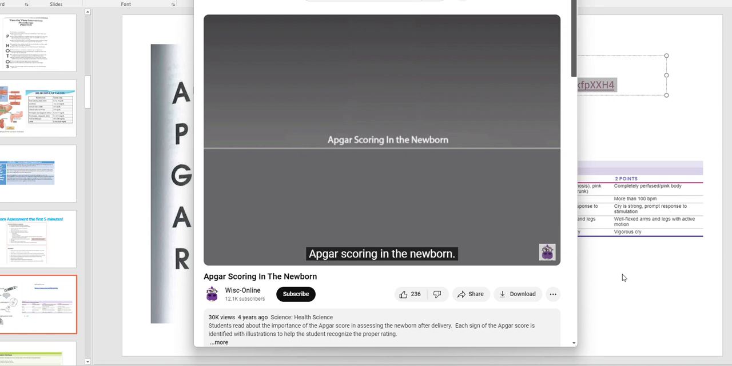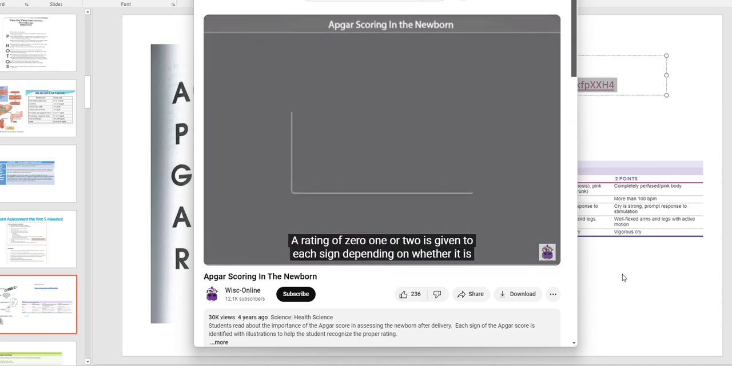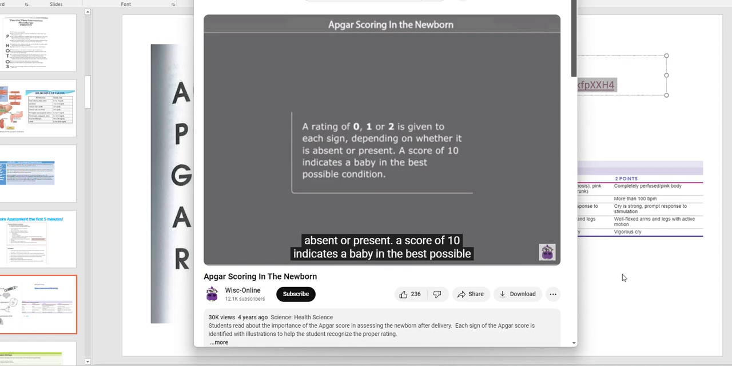APGAR scoring in the newborn. APGAR scoring was developed in 1953 by Dr. Virginia Apgar, who described 5 signs that could be determined easily and without interfering with the care of the infant. A rating of 0, 1, or 2 is given to each sign, depending on whether it is absent or present. A score of 10 indicates a baby in the best possible condition.